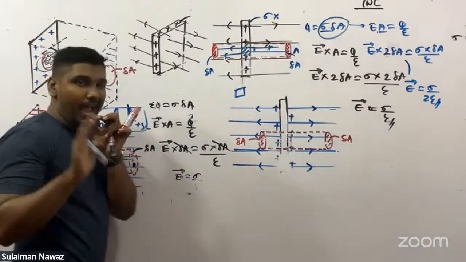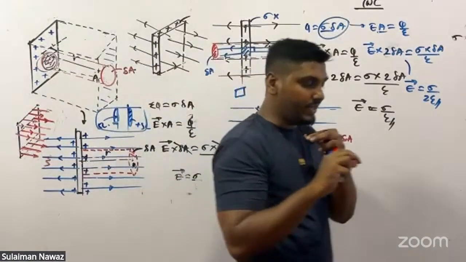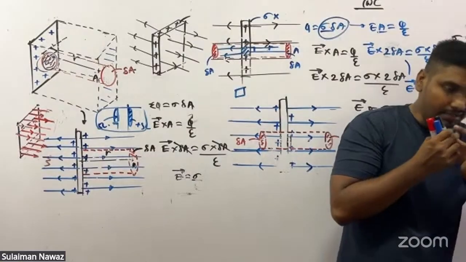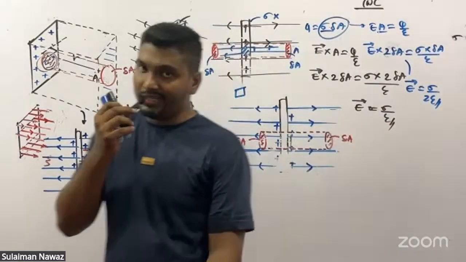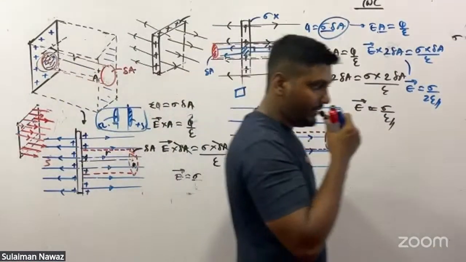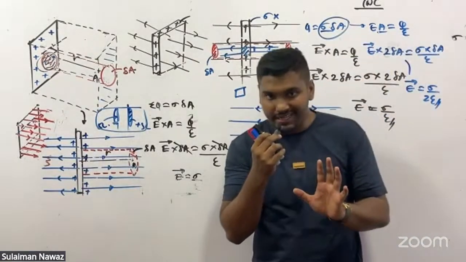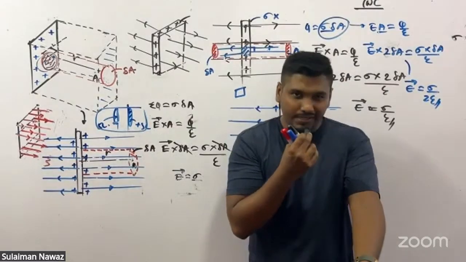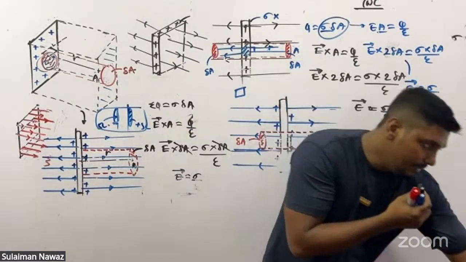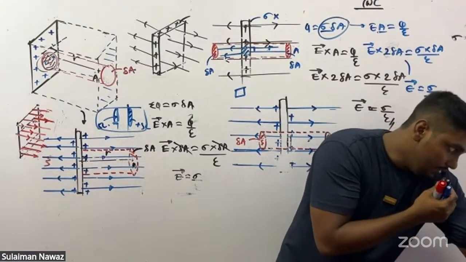The answer is very clear. Everything is crystal clear. So that's it for Gauss's law.